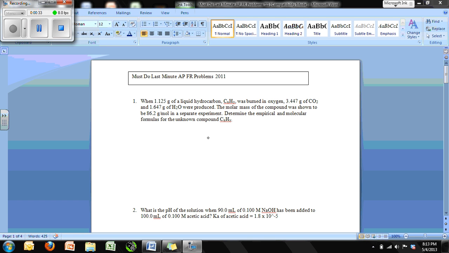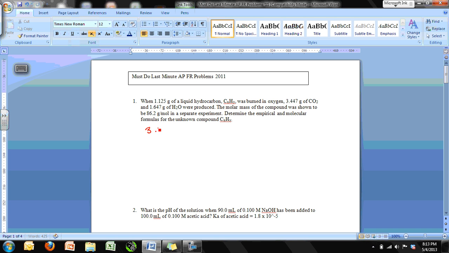Problem says when 1.125 grams of liquid hydrocarbon CxHy was burned in oxygen, 3.447 grams of carbon dioxide and 1.647 grams of water were produced. The molar mass of the compound was found to be 86.2 grams per mole. What is the empirical formula and the molecular formula?